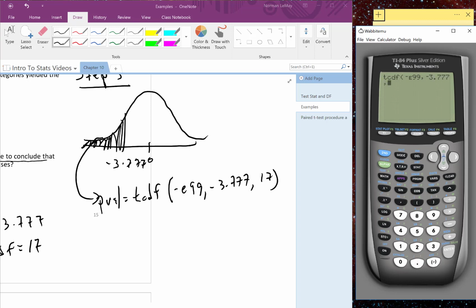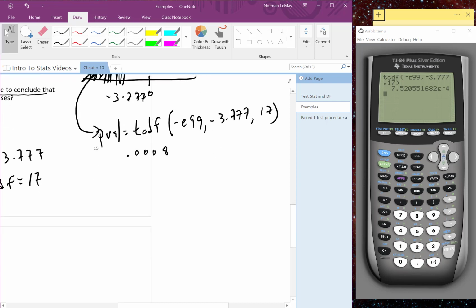3.777, comma, 17. So notice the p-value can never be bigger than 1, ladies and gentlemen. If you ever find a p-value bigger than 1, 7.52 is not going to work. You better be coming over here, and notice that this E negative 4 means to move the decimal place to the left 4 decimal places. So notice we get 0.0008.